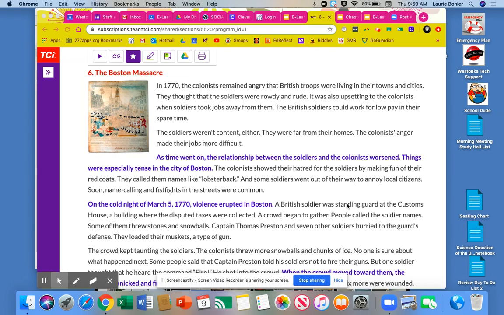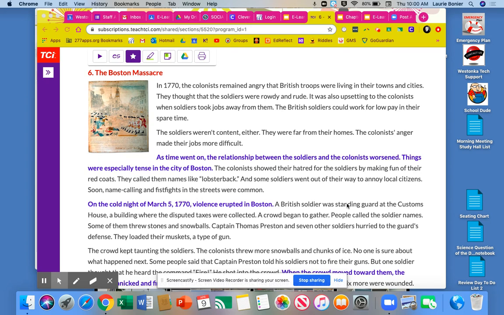Now, the way the stories go is that there was rising tension in Boston during this time. Colonists did not like the British soldiers in their colonies. They didn't like that they had to take care of them. They didn't like that they had to feed them and provide them transportation. But the British soldiers were there because that was their job.